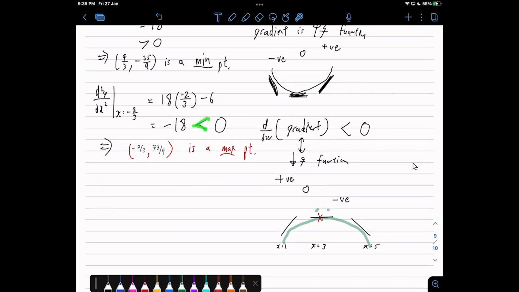Less than 0, very sad, negative. But this one, maximum, very high, opposite. More than 0 is very high. This one, minimum, very low, opposite. Okay, is that clear?